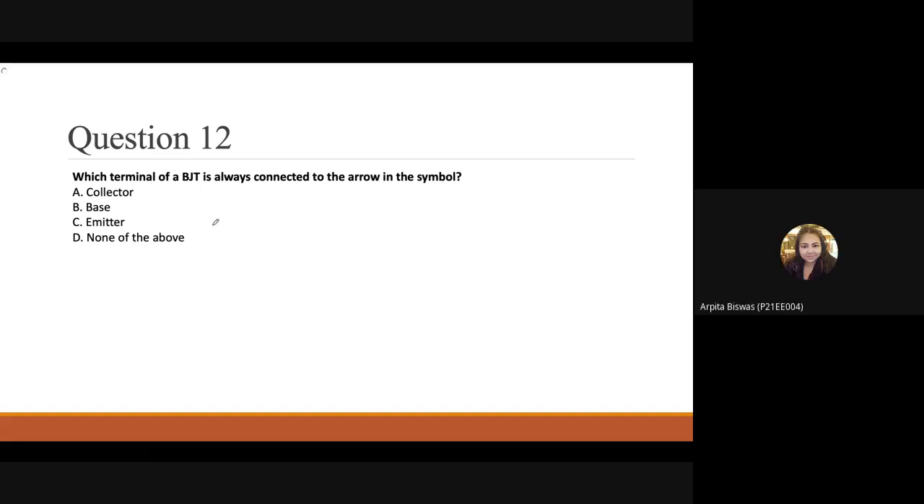Emitter, ma'am. Shivraj? Yes, emitter. As I think I have already drawn it, this is the BJT. What is the name of this upper region? Collector. Yes, this is called collector. And this region is the base region, and this is the emitter. The arrow is always given to the emitter region. So the right option is option C.